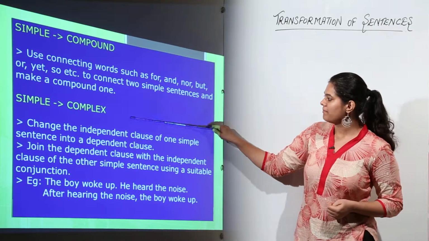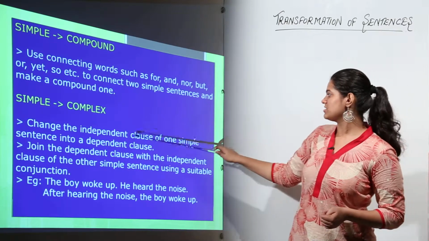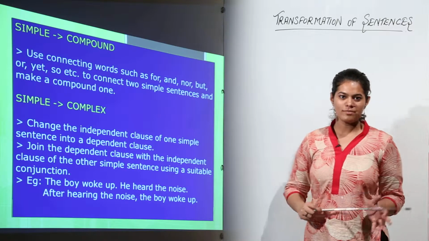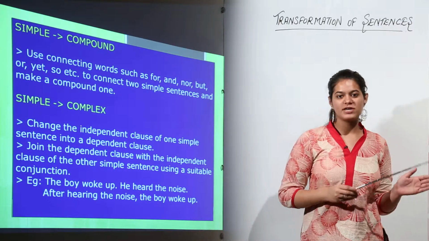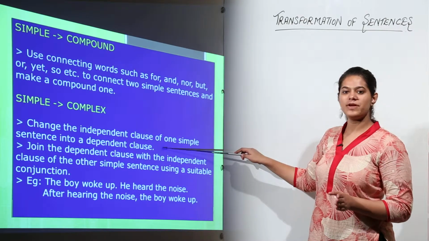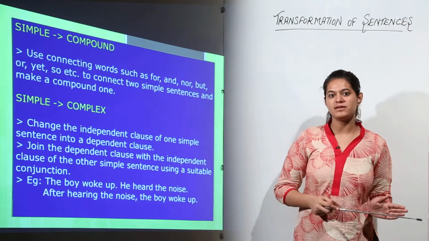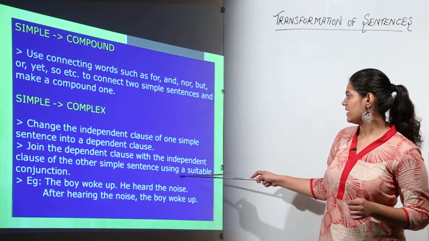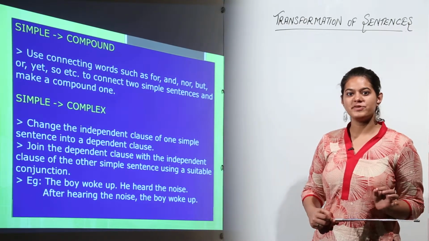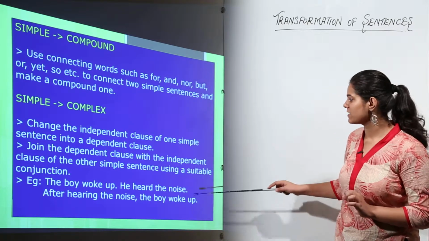Next, simple to complex. So we can change the independent clause of one into a dependent clause. As we know, in a complex sentence we need an independent clause and a dependent clause. So one of the independent clauses can be changed into the dependent clause, right? And when we join them, we obtain a complex sentence. Let us look at the example.